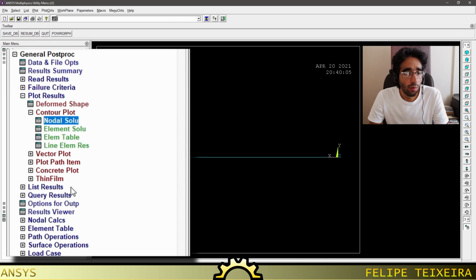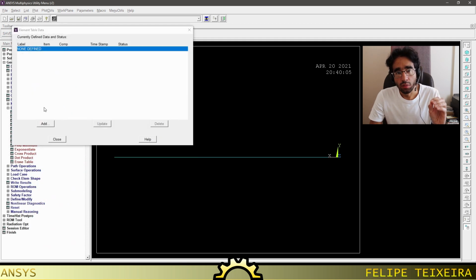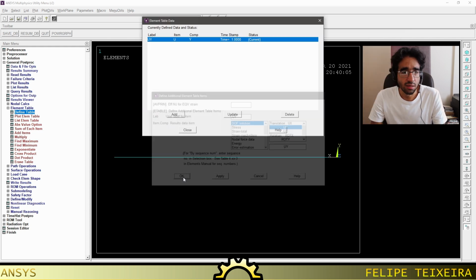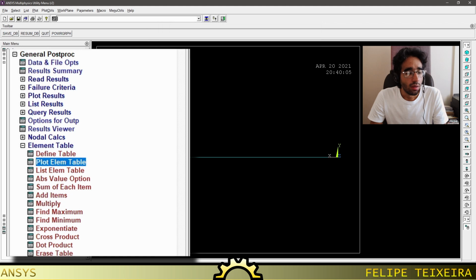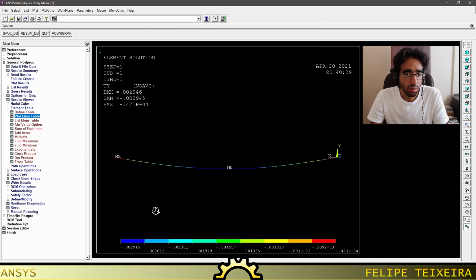So for that, I'm going to have to create what is called an element table. I'm going to create an element table which maps the value of UY, meaning the vertical displacement. So when I plot this element table, it's not going to look anything special. It looks exactly as it did when earlier I plotted the vertical displacements at each node. So this is basically the same thing, almost the same thing.